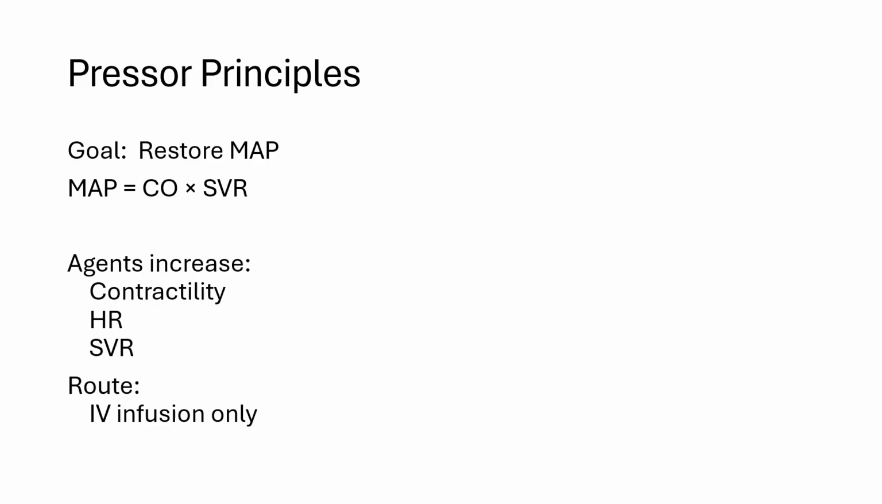Most pressors work through adrenergic receptor stimulation, although vasopressin works through a different receptor system that we'll discuss shortly. All the pressors are going to be administered intravenously because they require rapid titration and continuous monitoring in acute settings. So clinically, when evaluating hypotension, you want to ask if the problem is low cardiac output, low systemic vascular resistance, or both, and that will help guide your pressor selection.